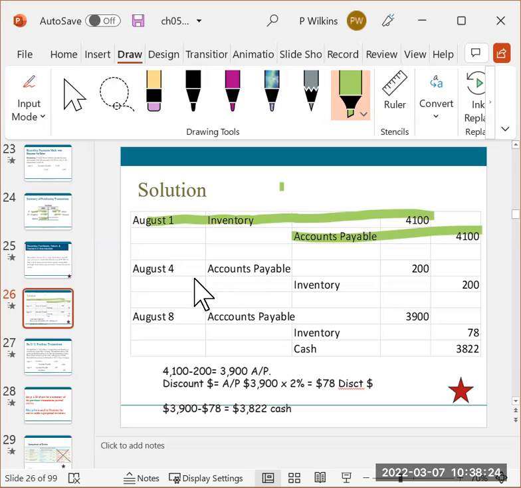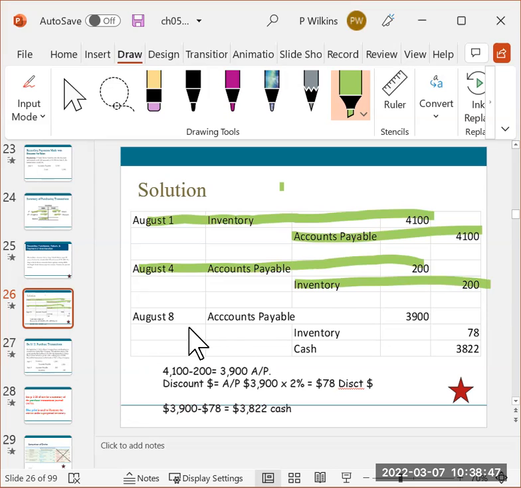Then on August 4th, they return $200 worth of inventory. So that means their accounts payable is going down. So they're going to debit accounts payable $200, and they're going to credit inventory $200 because their inventory has gone down. The cost of the inventory has gone down, okay?